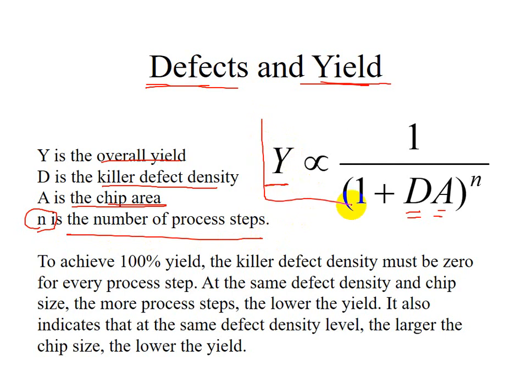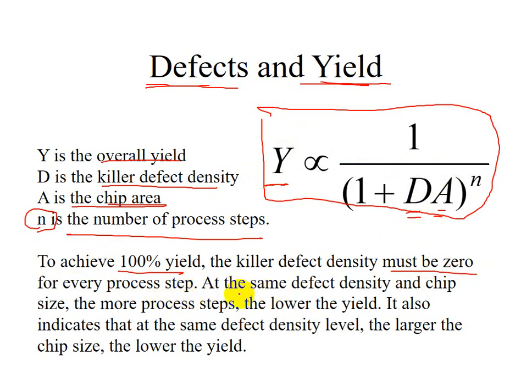So based upon this equation, if you try to achieve 100% yield, then the killer defect density should be 0. If you try to have Y equal to 100%, that means 1 equals 1. So killer defect should be 0 for every single process step.